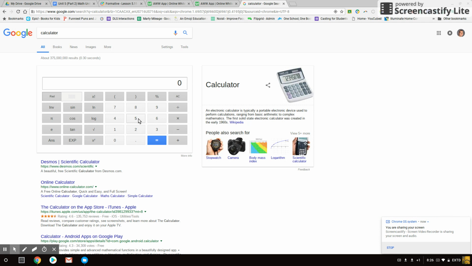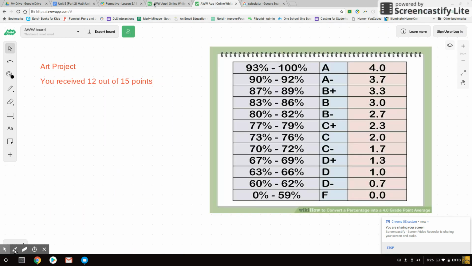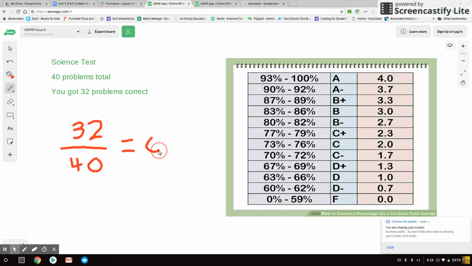All right, so I'm going to go to my calculator because it's a tool we can use. 32 divided by 40, and I get 0.8. But as we know with percentages, we're not done when we get that decimal. Because if I had 0.8%, that would be almost nothing. That would be a very, very bad F. And it doesn't make sense because I got 32 out of the 40 right. So that doesn't scream to me that I didn't know it at all.